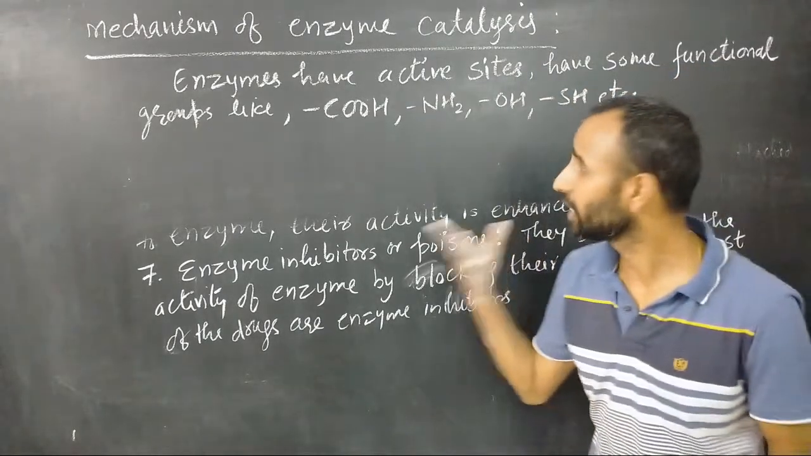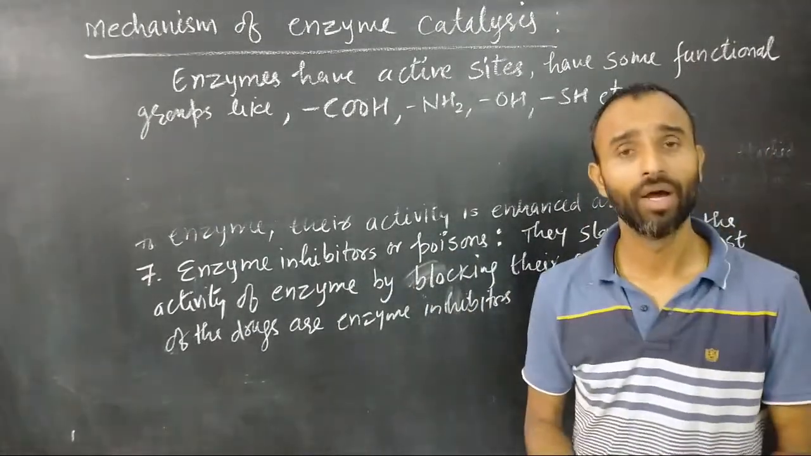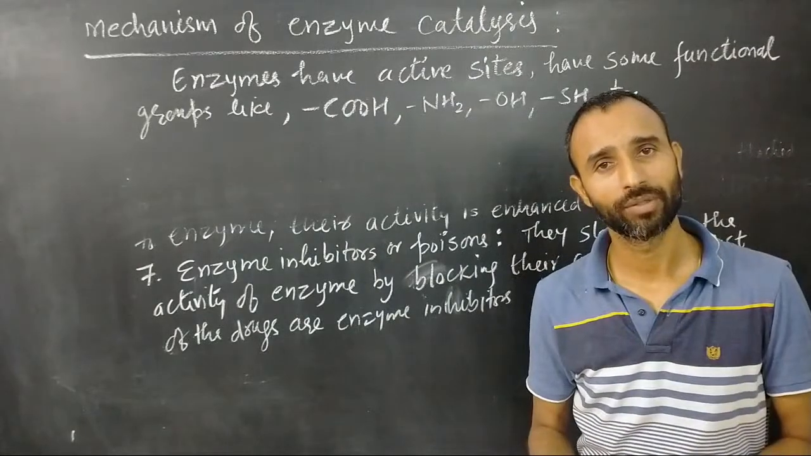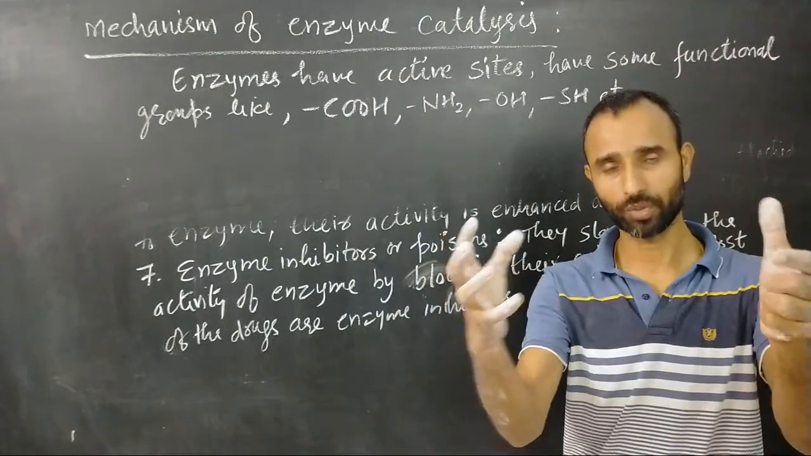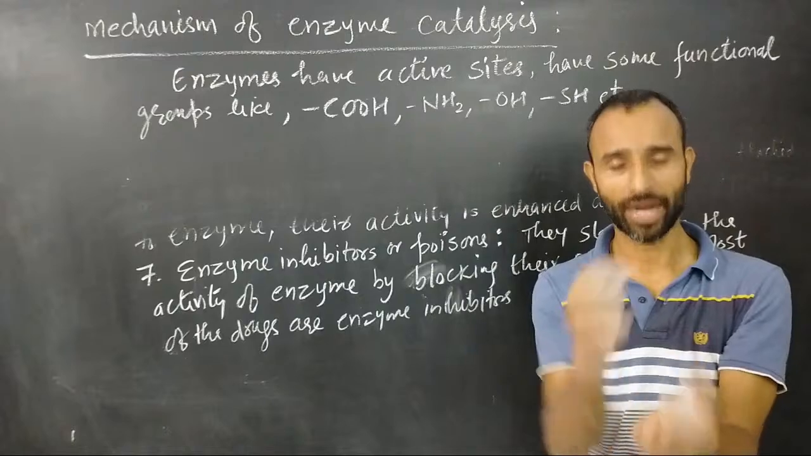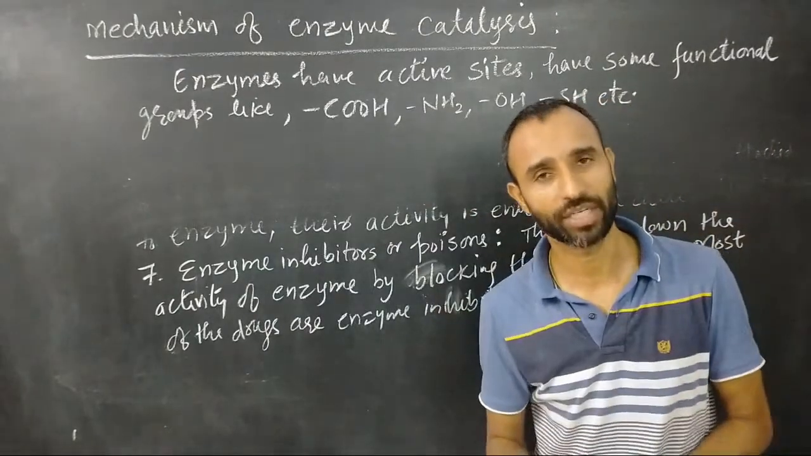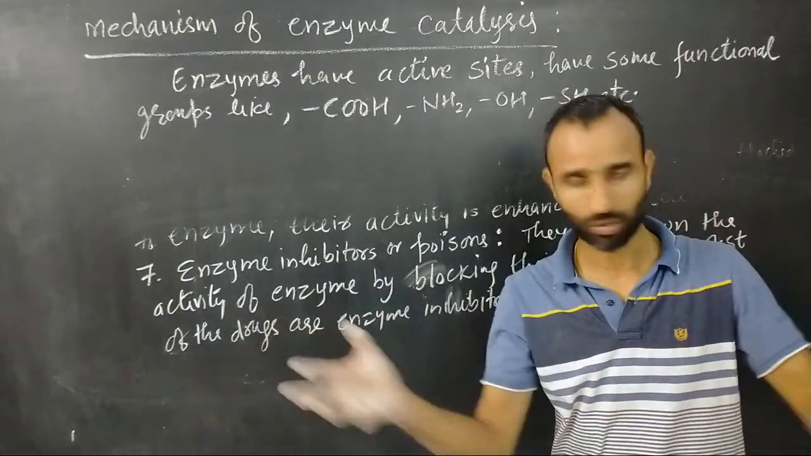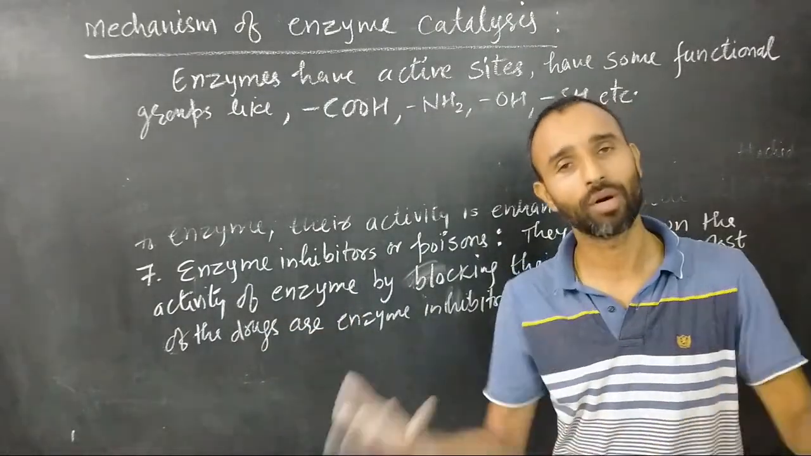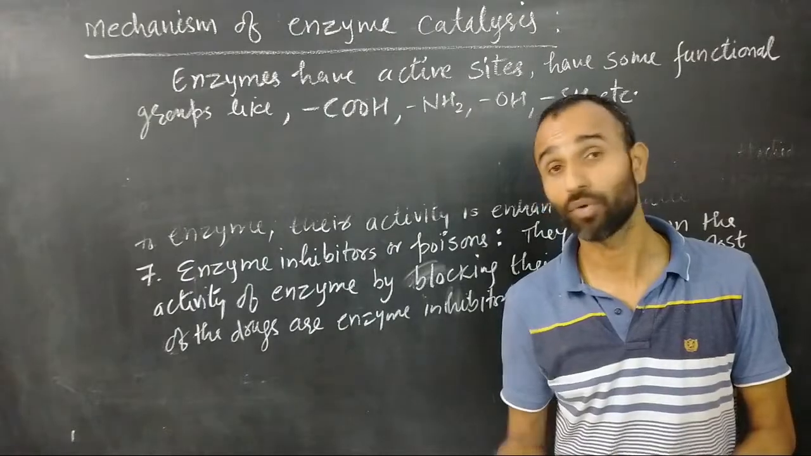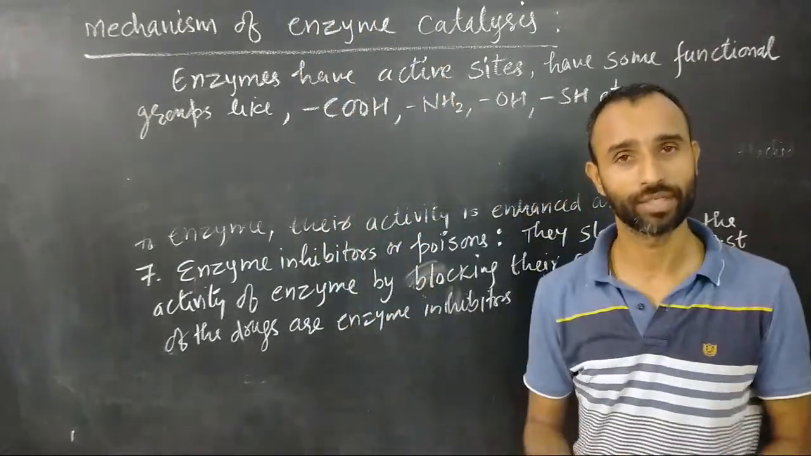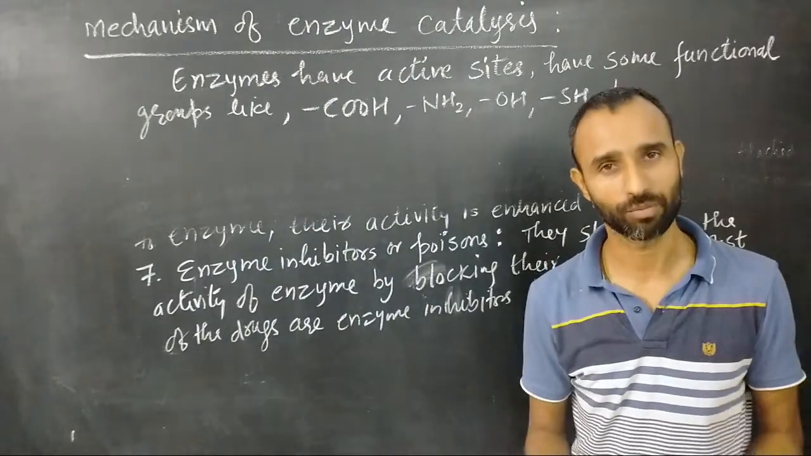So these functional groups, when a reactant comes closer to active site, hold it tightly and adjust in the active site. And when it is adjusted in the active site, that will react and form the product. And product has no affinity for that active site. So product goes away. That is the mechanism.